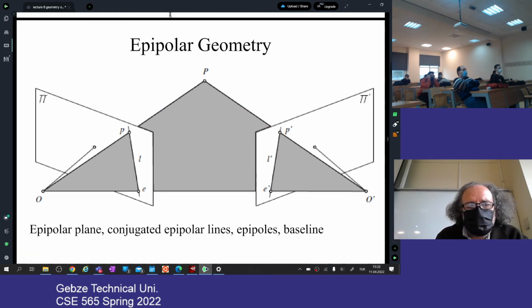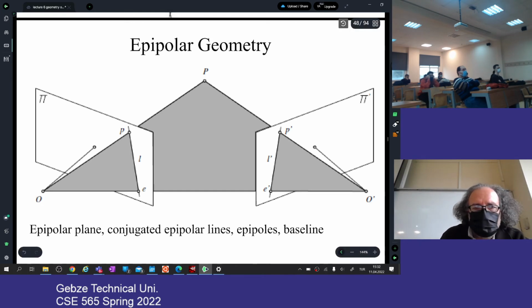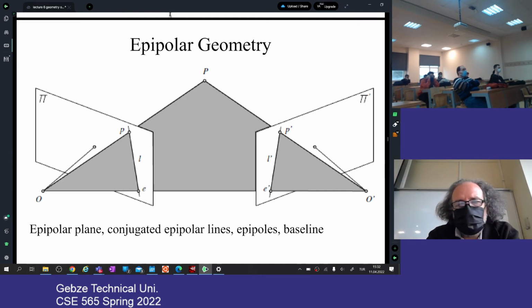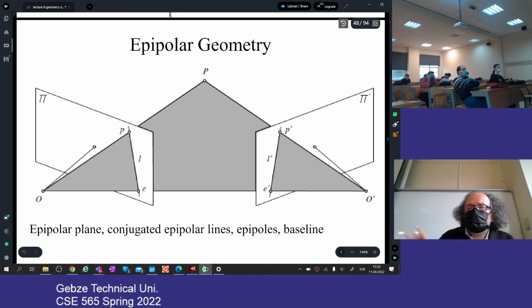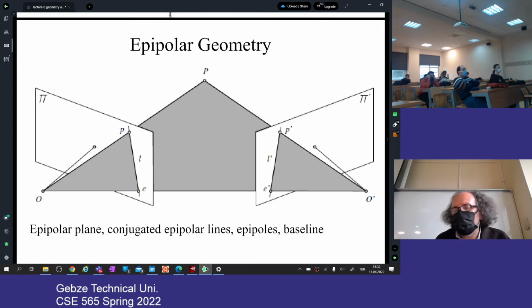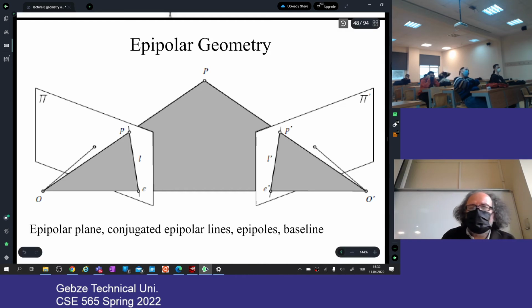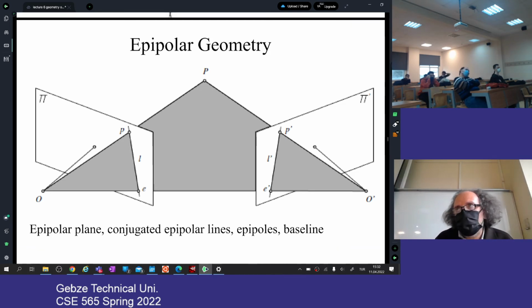But let's make some observation on this geometry. I see this plane. This plane is O, P, and O prime: central projection of left, central projection of right, and P, our real world object position P. So if I connect these 3 points, I will get a plane. This gray shaded plane connects these 3 points, and it is called the epipolar plane.